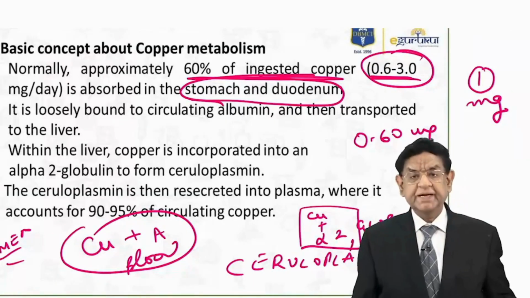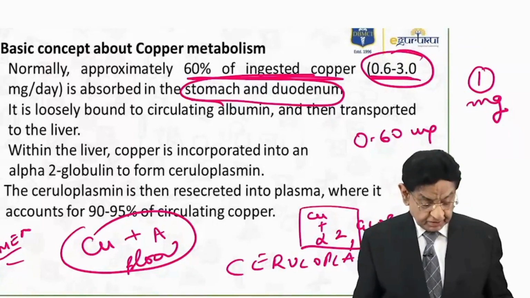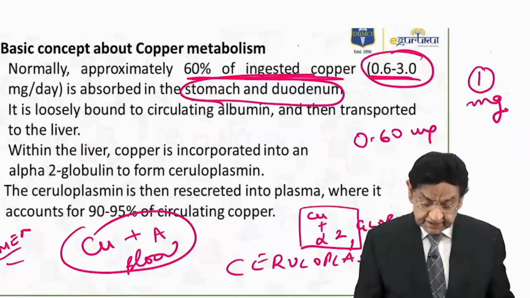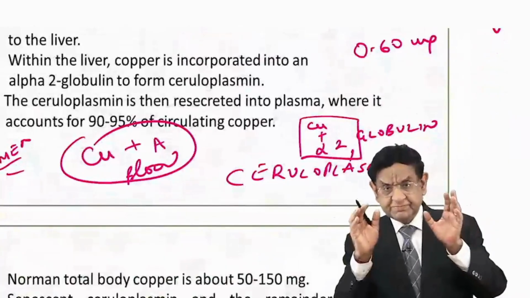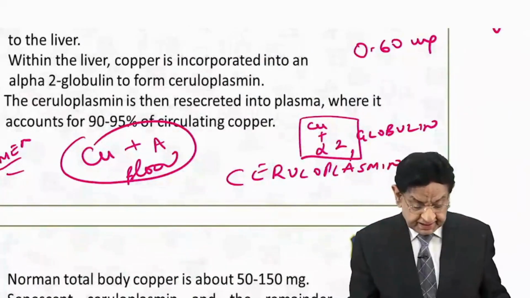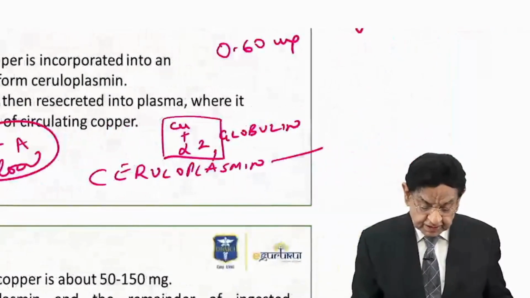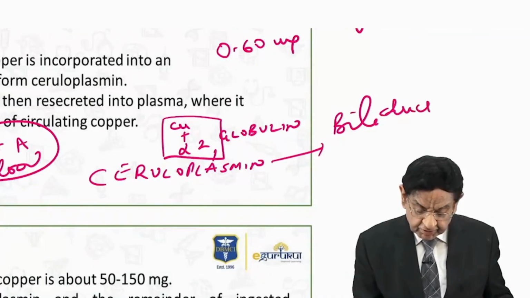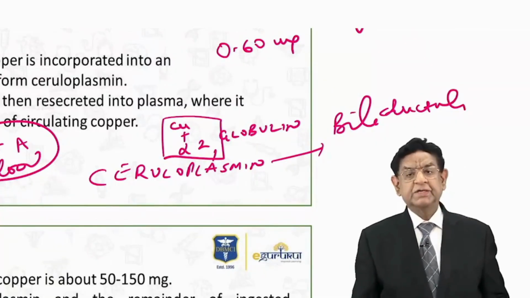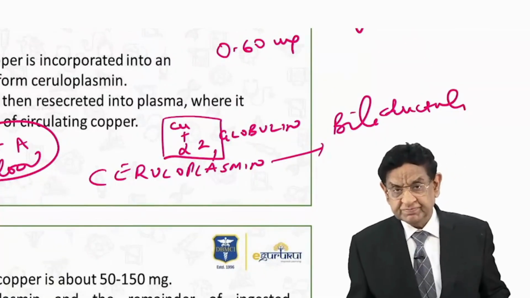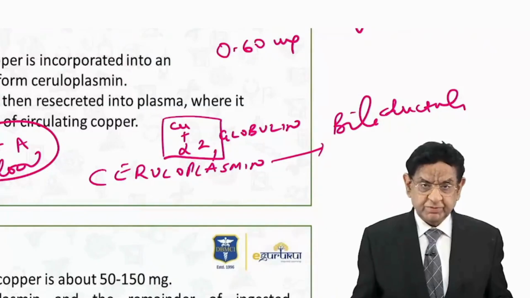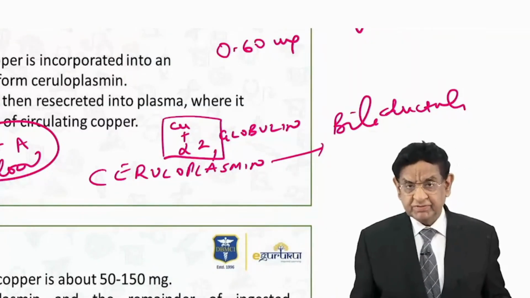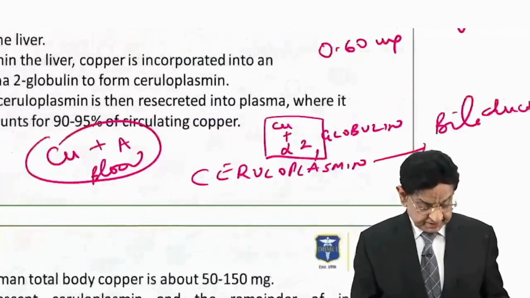So this is getting made in the liver. Okay, and finally the ceruloplasmin, which has been made in the liver, goes into the bile ductule, and this is how the copper which is absorbed from the intestine goes out into the bile in the form of ceruloplasmin.